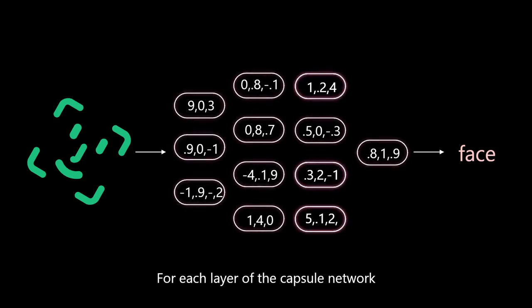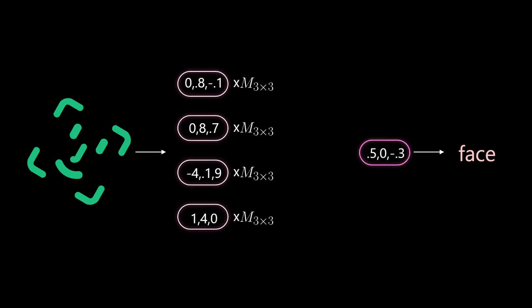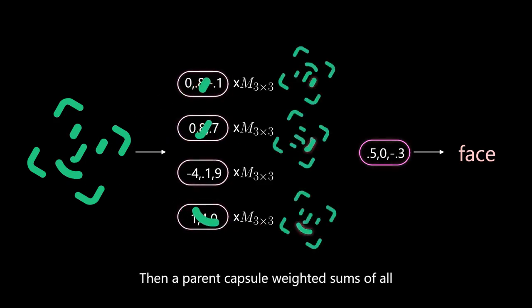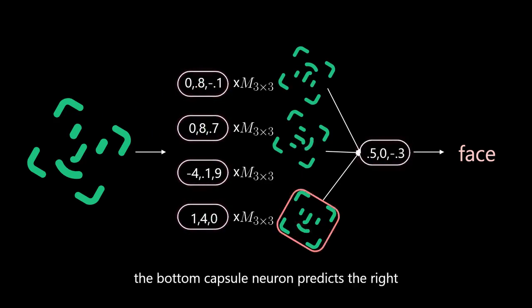For each layer of the capsule network, the lower layer connects to the higher layer by a 3x3 matrix, for example. This matrix predicts, based on the recognized part, the whole object. The parent capsule takes a weighted sum of all the prediction vectors and gets the final result vector.